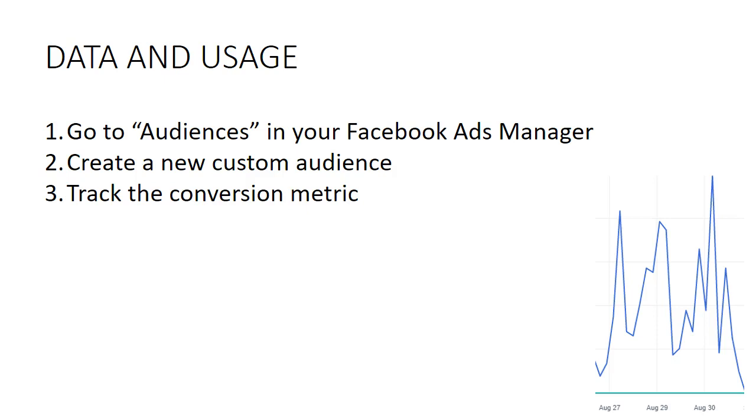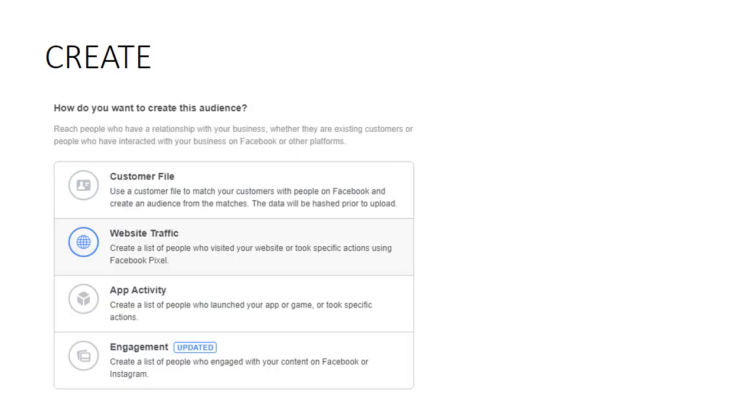But essentially, the top level steps is that you just go to the audiences section in your Facebook Ads Manager. You create a new custom audience, and then you can start tracking that conversion metric, which you'll see here in a second. And when you create it, it's going to ask you, what do you want to track? And you can upload, as I said, email accounts, CRM data. You can track your website traffic and other activities here.